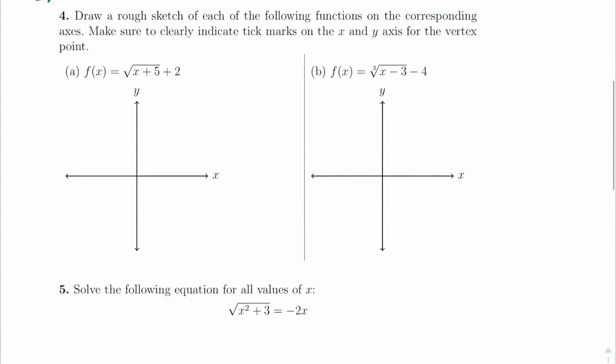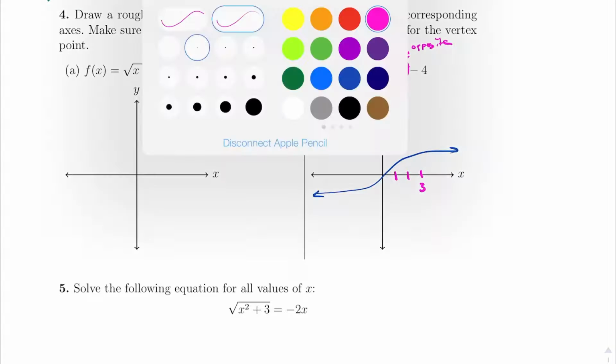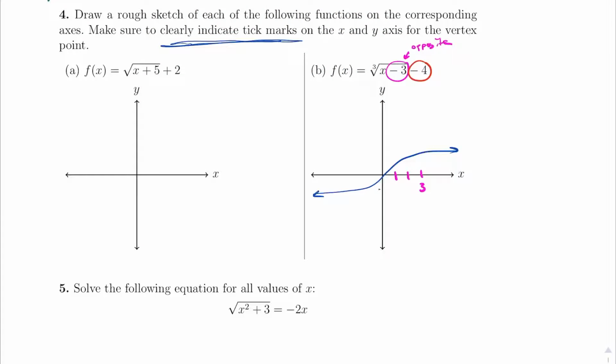Draw a rough sketch of each of the following functions on the corresponding axes. Make sure to clearly indicate tick marks. So a lot of us forget to do that when we draw a rough sketch, but we should be adding tick marks. So for this one, what I'm going to do is start off with the basic cubic graph. But because this one has an inside transformation of -3, I know it's going to be the opposite, so we'll move 3 to the right. And then this one has an outside transformation of -4, so we're going to move 4 down.